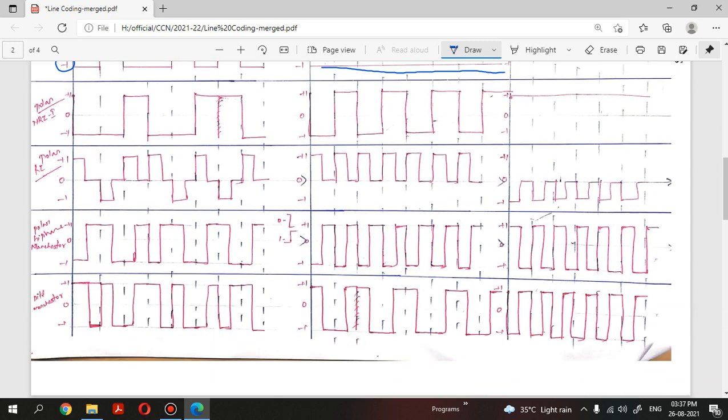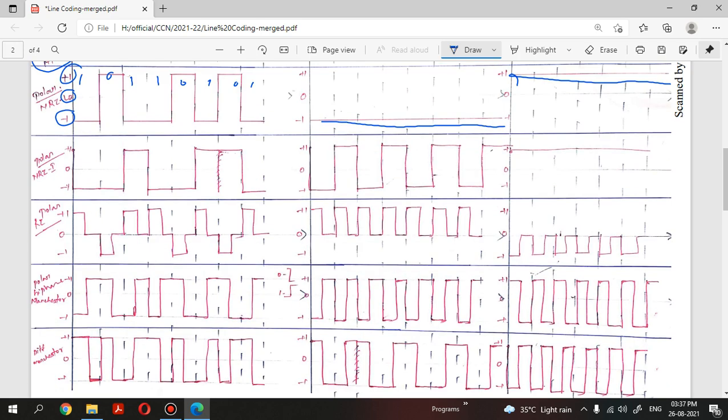Move on to the next one, NRZ invert, right? This is one mechanism where we do inversion. Let's write the data here so that it will be easy to understand. 1 0 1 1 0 1 0 1, right? In this case, we always check for the next bit. If the next bit is 1, we do inversion, right?